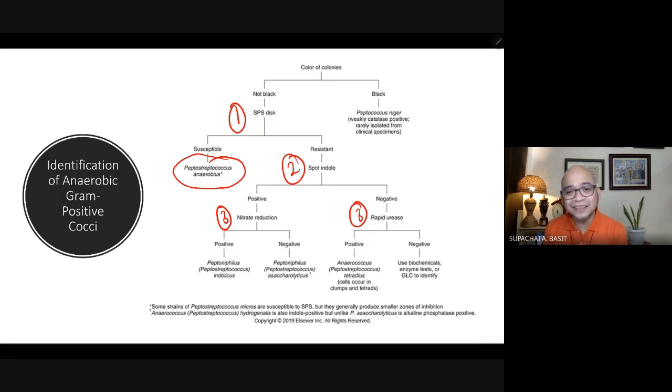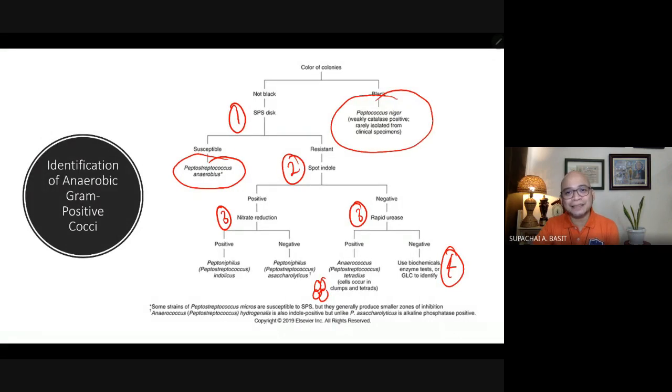If it's positive, then you're dealing with Anaerococcus tetradius, formerly known as Peptostreptococcus tetradius. We call it tetradius because the cells occur in clumps and in tetrads. But if it's negative, then you have to use biochemical or enzyme tests or gas liquid chromatography to further identify the bacteria. But if you're dealing with black colonies, then maybe you're dealing with Peptococcus niger.